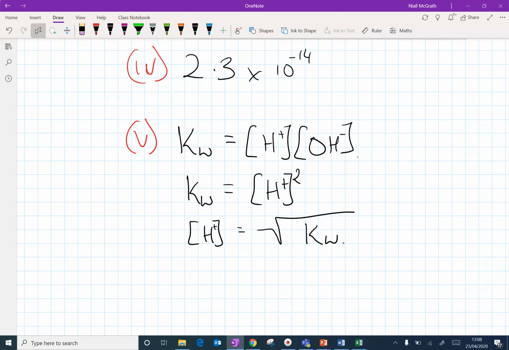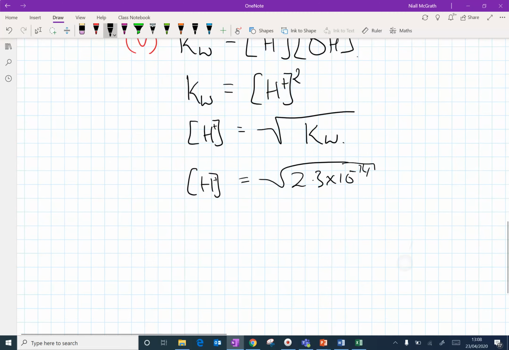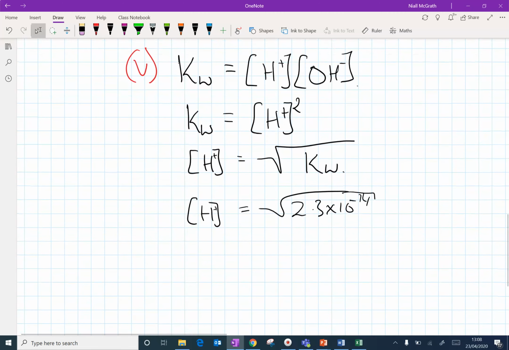Okay, the Kw figure we got in the last part of the question was 2.3 by 10 to the minus 14. Taking the square root gives you an answer of 1.51 by 10 to the minus 7. Okay, that's your answer for part 5.